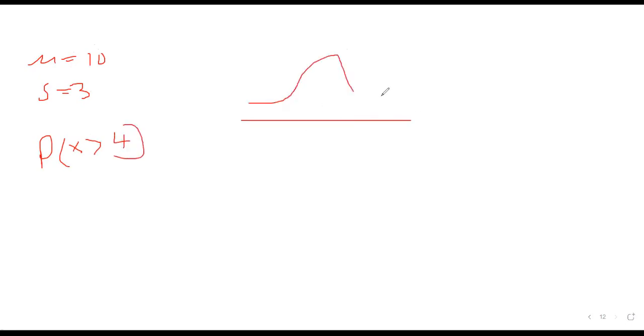Suppose we have the same mean of 10. The standard deviation is 3. Then we're being asked to find the probability that x is greater than 4. So what do we do? We illustrate here. Our 10 is here, our 4 is on the left side. Automatically, we know that this 4 will be a negative because it's on the left side of the mean.